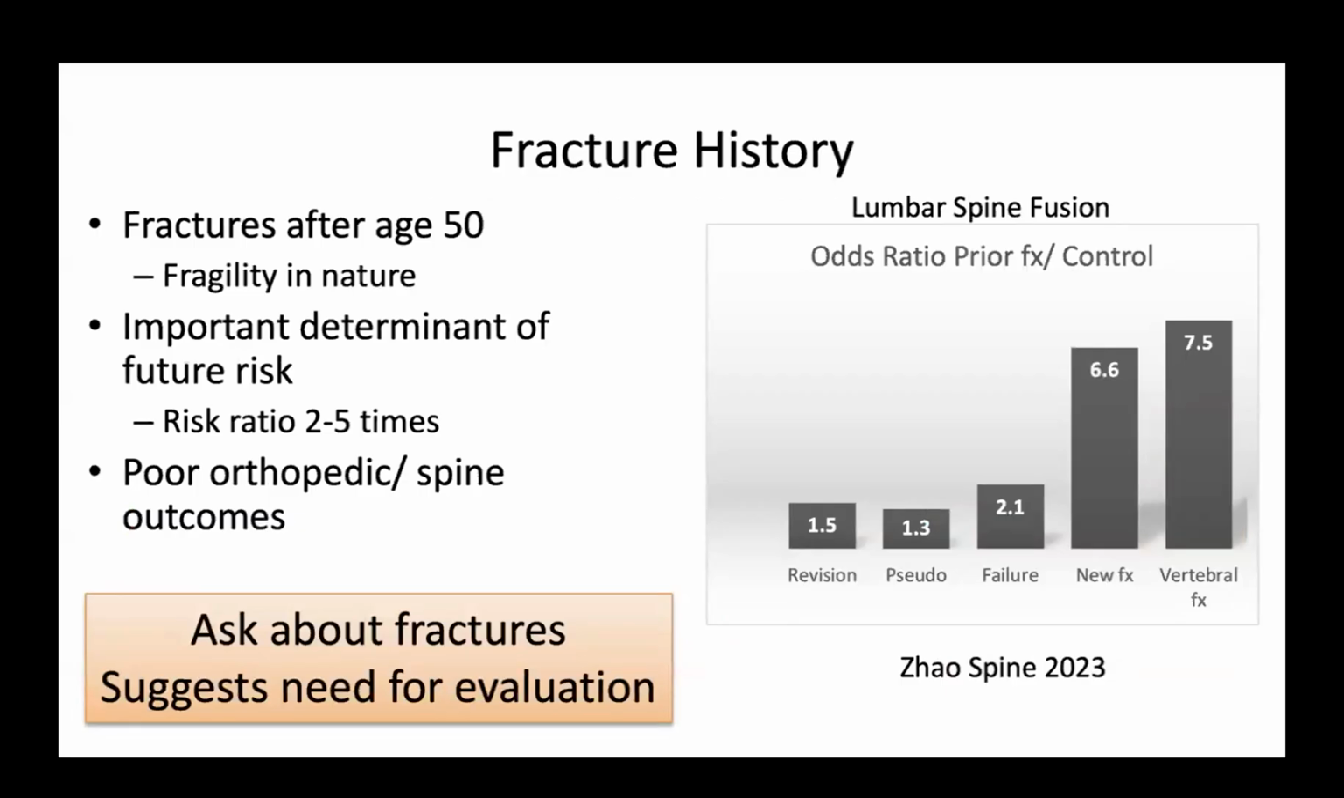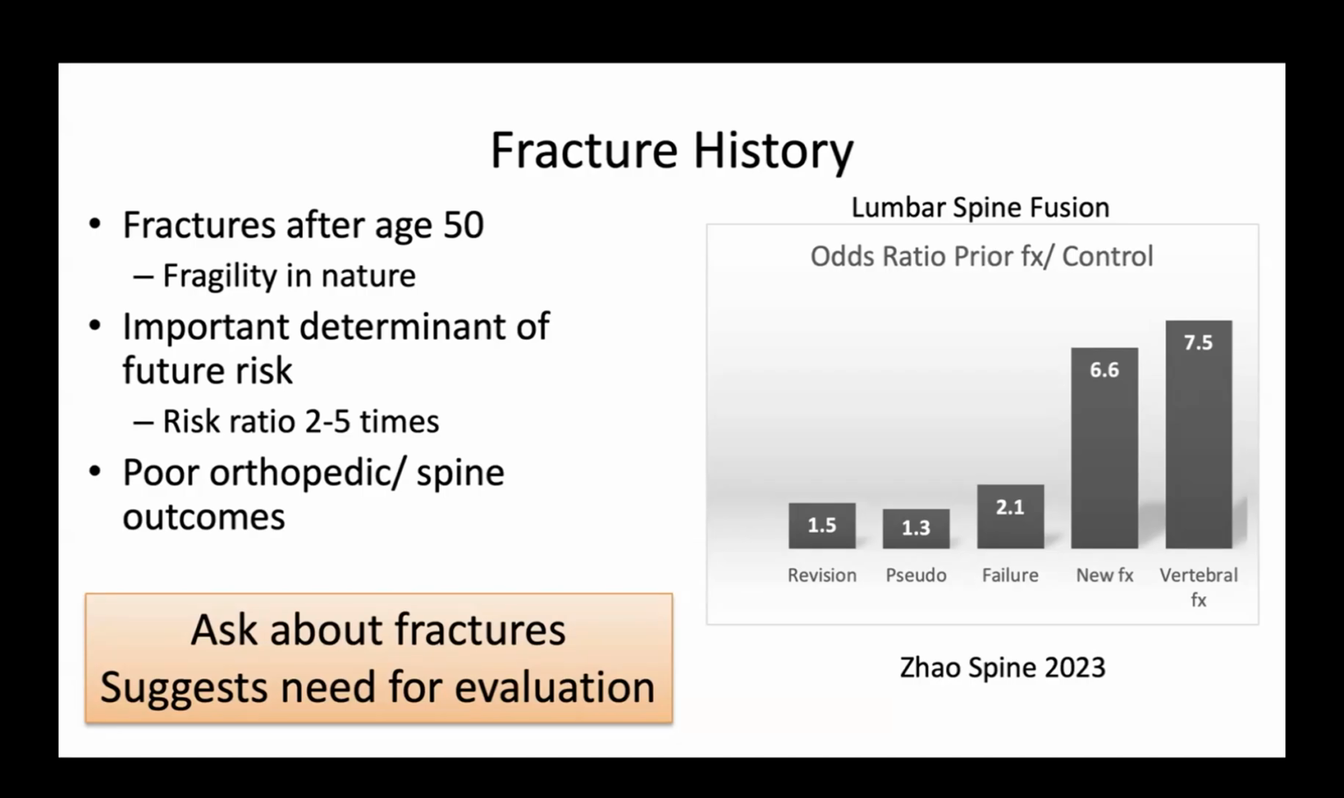Well, the most important ones, and I would hope orthopedic surgeons could take a fracture history, is that in patients after the age of 50, one should consider that fractures might be fragility in nature, and they certainly are important risk factors of future fracture with odds ratios of 2 to 5, depending on the timing. But more importantly for this discussion, they're associated with poor outcomes from orthopedic and spine surgery.